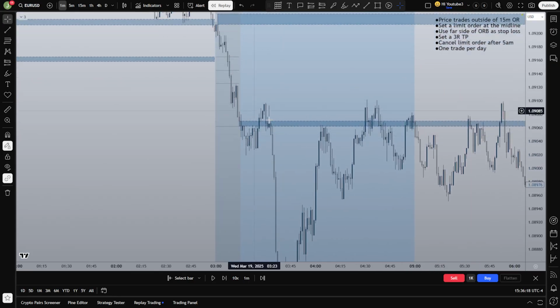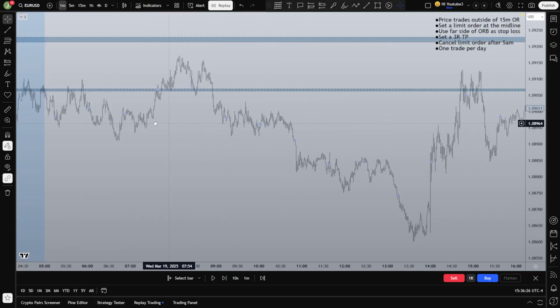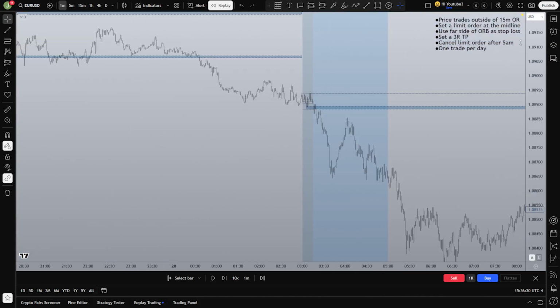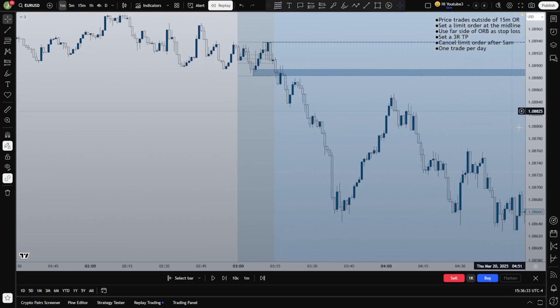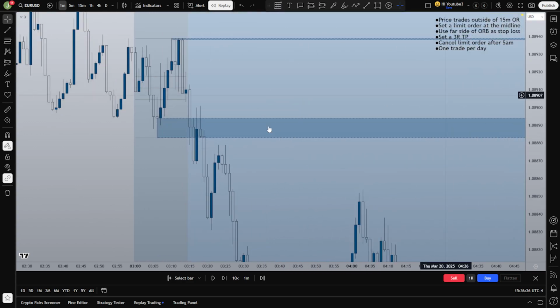So we break out and we retest the opening range, but we don't retest the midline, unfortunately. So this is another day that just passes us up. We just have to scroll on to the next day. And I think that this is yet another, unfortunately.